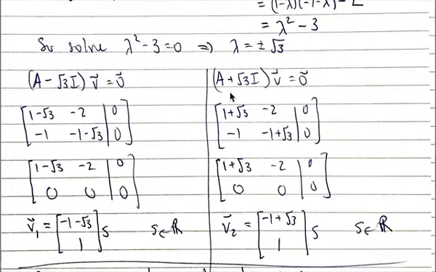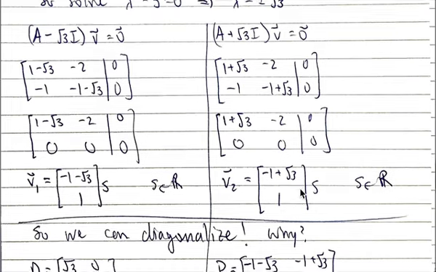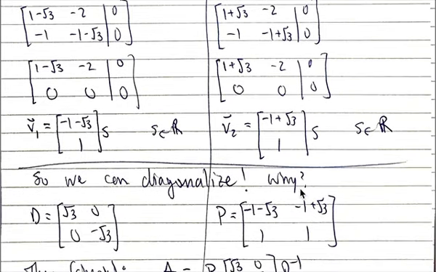Namely, since we had two distinct eigenvalues, we automatically know that this is diagonalizable because it's a 2 by 2 matrix. But we actually found the eigenvectors, and we know that these two different eigenvectors are necessarily linearly independent because they correspond to two different eigenvalues. So we now know we can diagonalize.